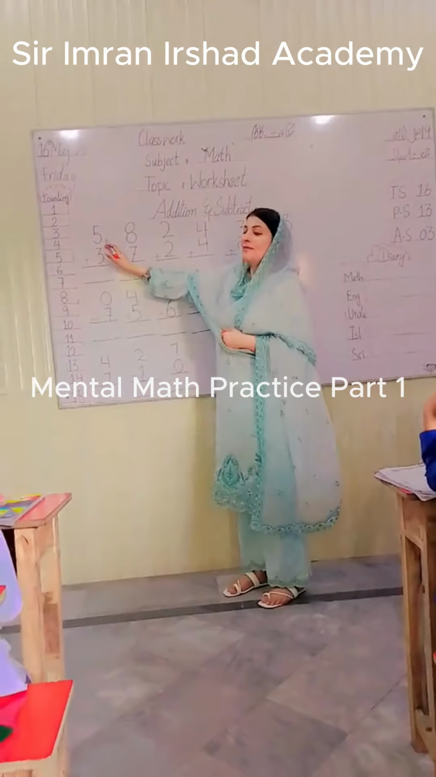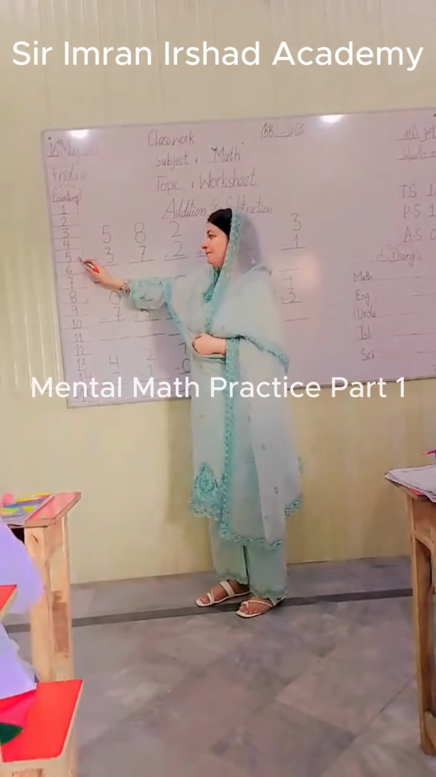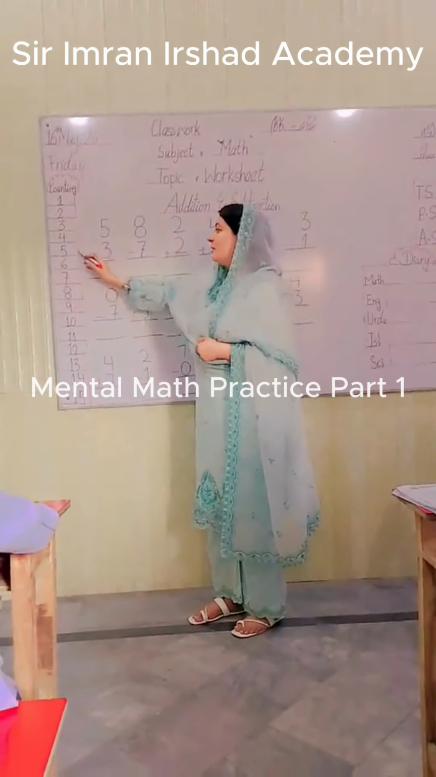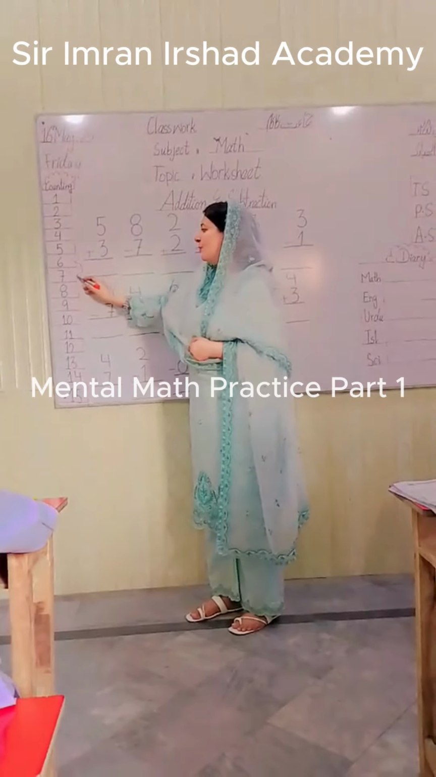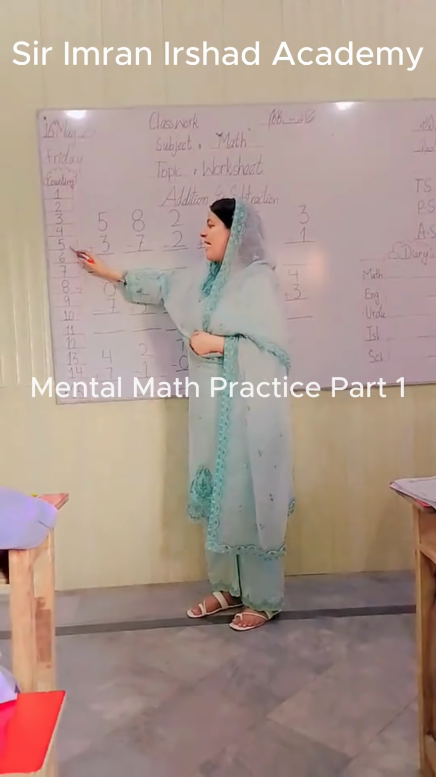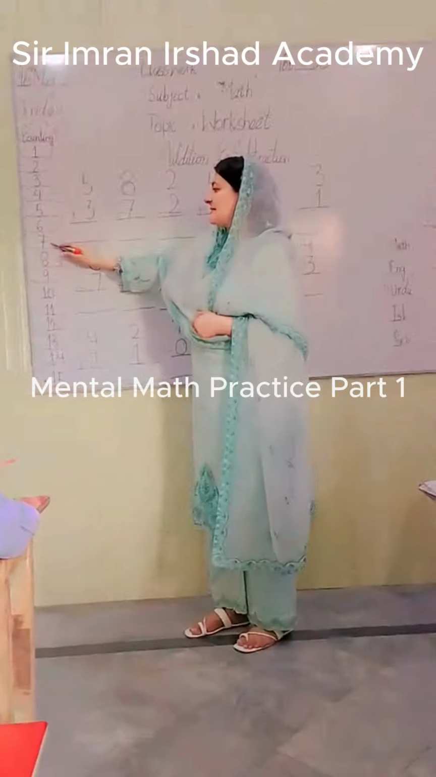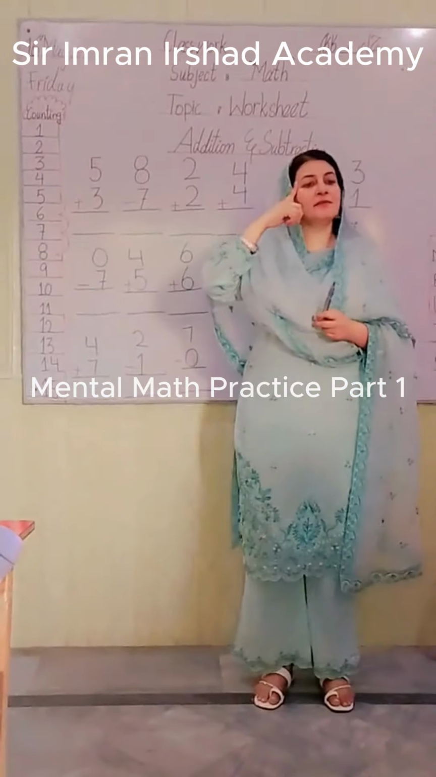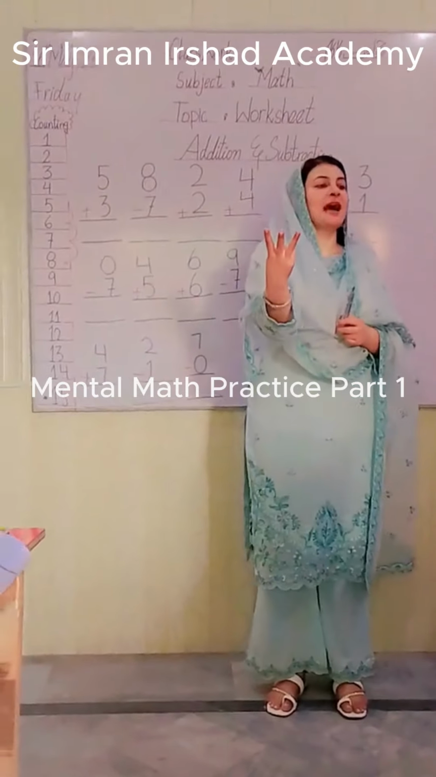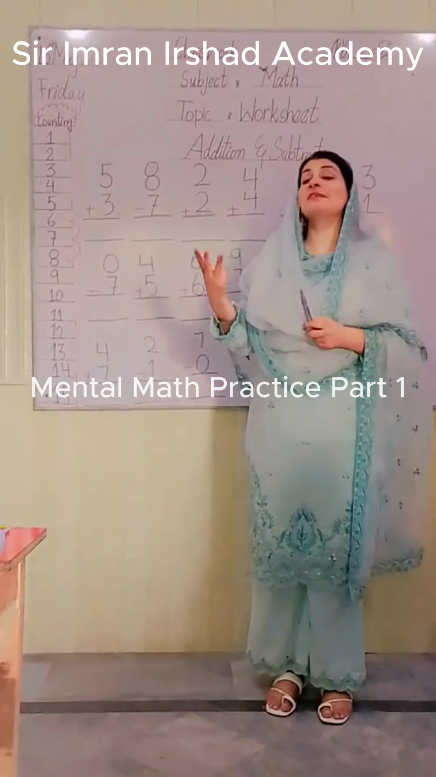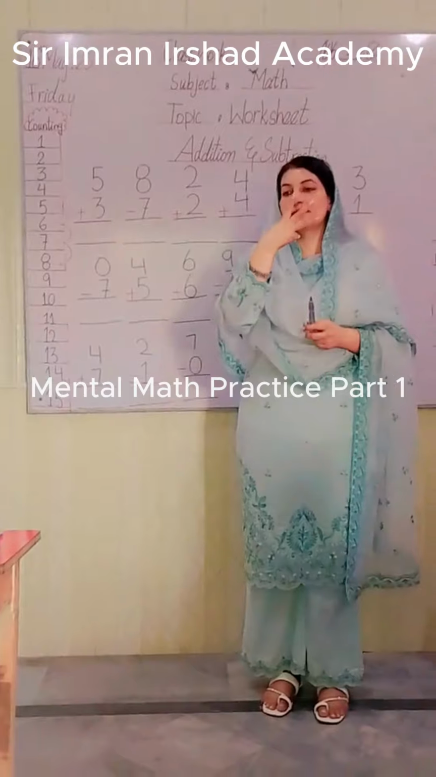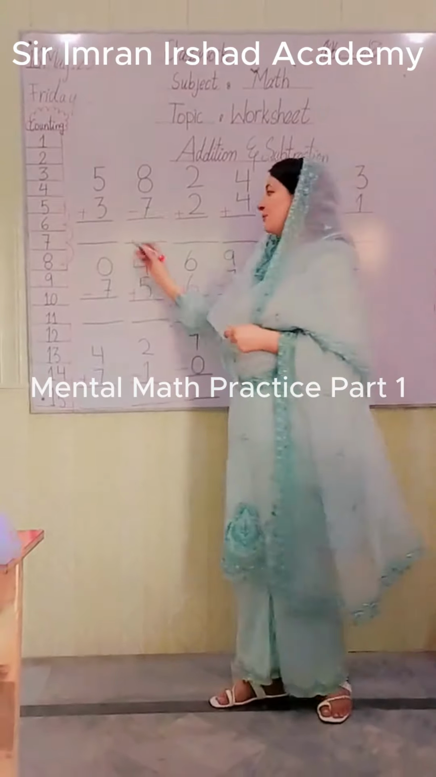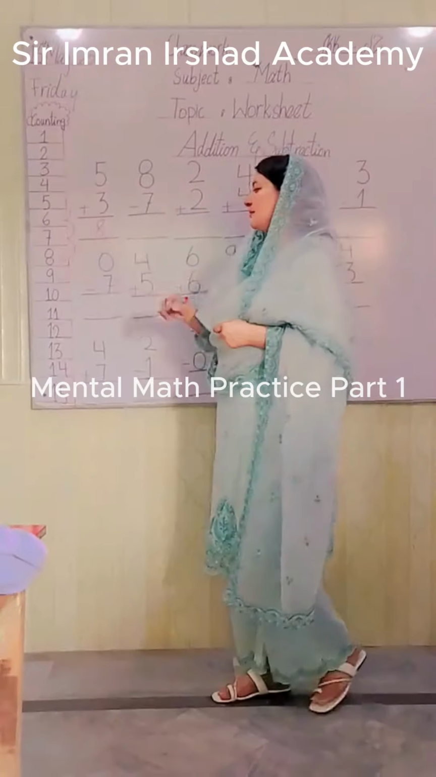This is number 5. I will keep my pencil on number 5. How many steps do I have to go forward? 3. 1, 2, 3. Keep 5 in my mind, 3 fingers out. Which number will come after 5? 6. Very good. Answer is 6.